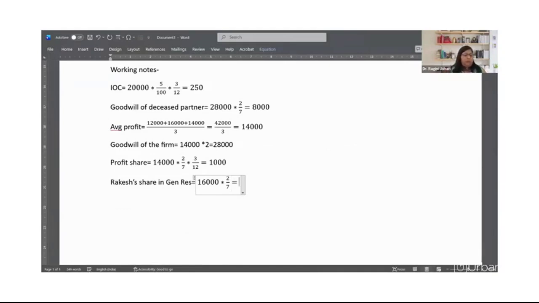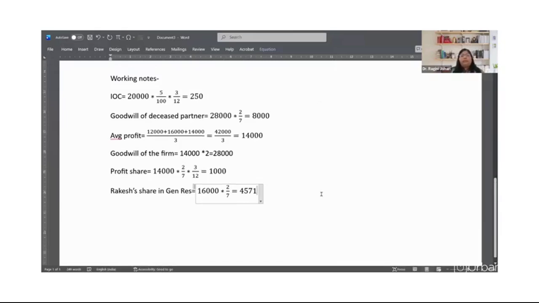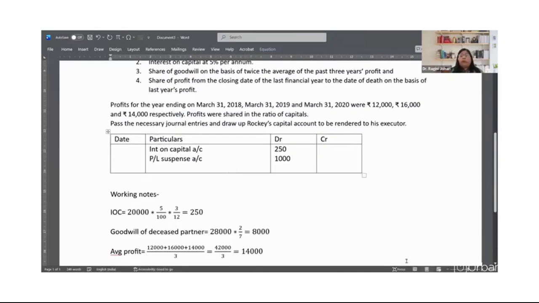So this amount should be, let's do the calculation very quickly. It's coming 4571. This is coming in decimals, so after one, this is 0.4. So we will omit that. This is coming 4571. Now, general reserve will be debited from this account, general reserve account only.